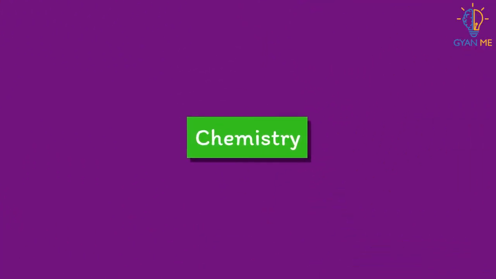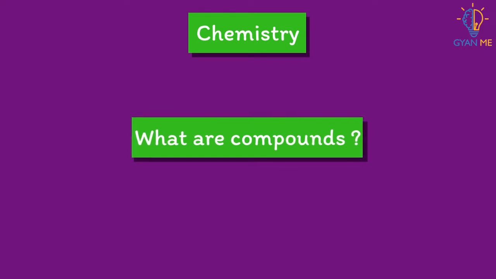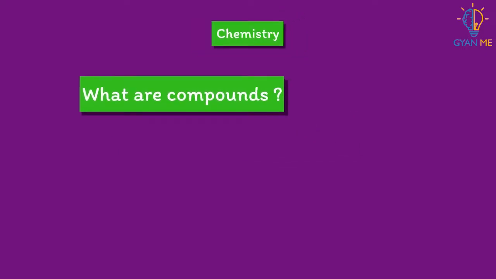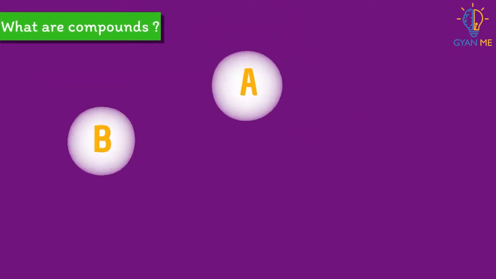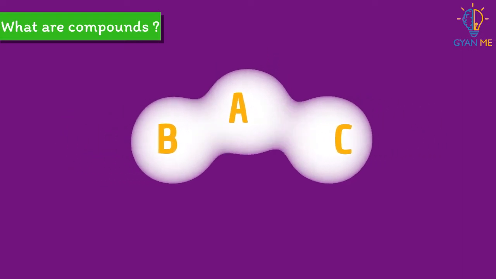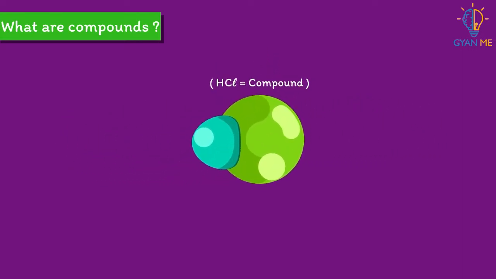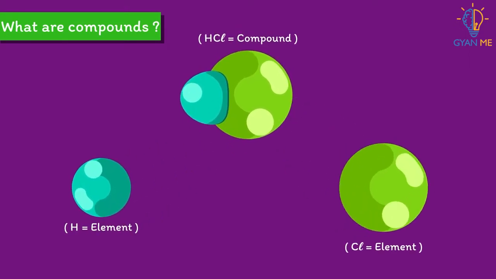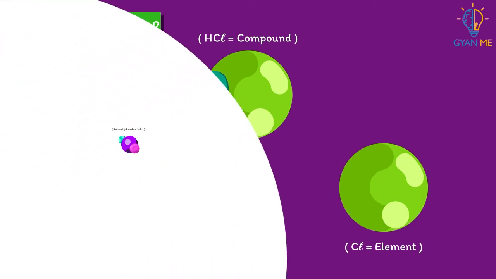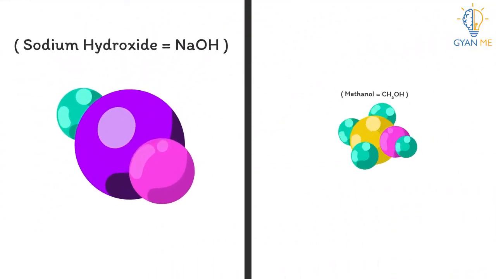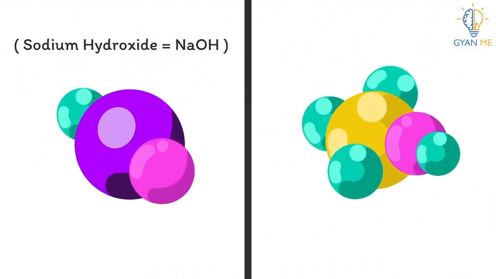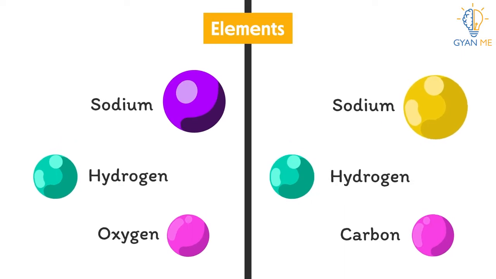Now, let us recall an important concept of chemistry: what are compounds? Let us refresh. Compounds are formed when two or more elements combine with each other. For example, hydrogen chloride is a compound formed by a combination of hydrogen and chlorine elements. Similarly, sodium hydroxide and methanol are compounds formed from different elements.